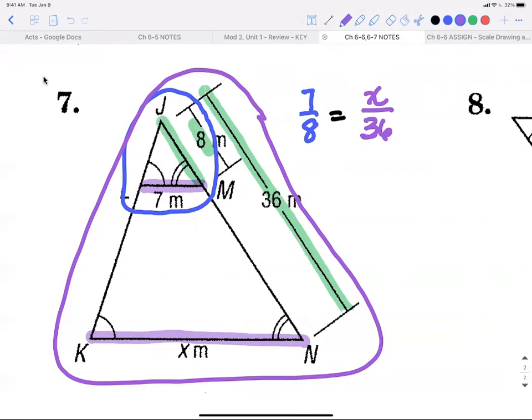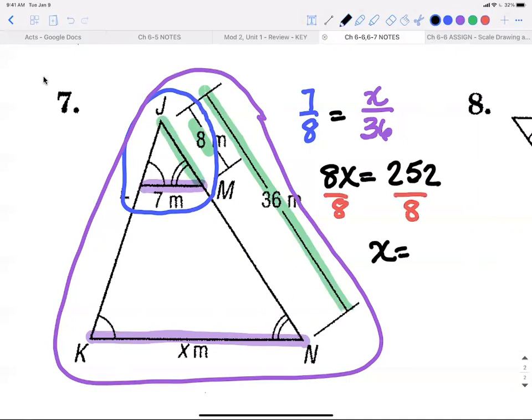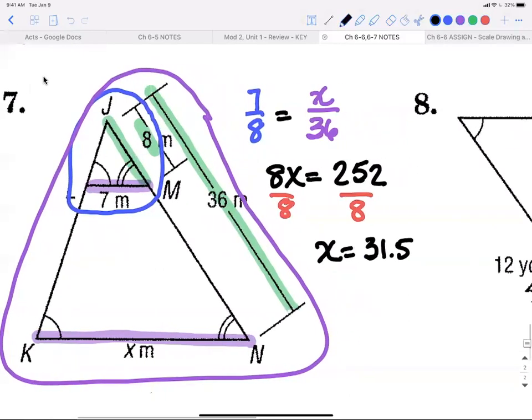And then you would cross multiply and you would get 8x equals, somebody tell me what that is. What's 36 times 7? 252. And then I'm going to divide both sides by 8. And I get x equals what? 31.5. And how would I label it? And that would be your answer.